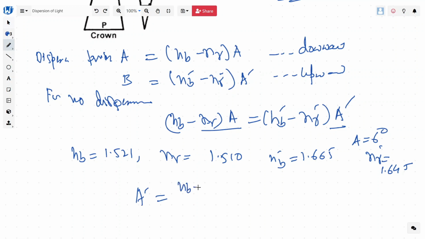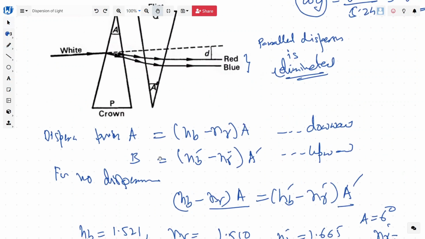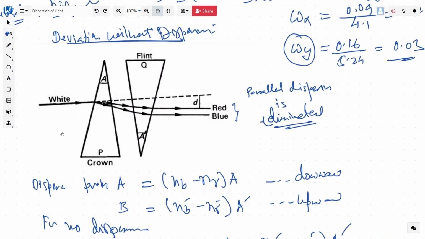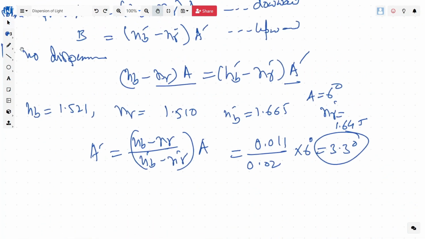That's going to be (nB minus nR) divided by (nB' minus nR'), times A. When you plug in the numbers, you'll get 0.011 divided by 0.02 times 6 degrees, and it will turn out to be 3.3 degrees. So if we can have a small angle prism with A' of 3.3 degrees made of flint glass, and you pass a light like that, we'll only have deviation but no dispersion. So that is a satisfying criterion.